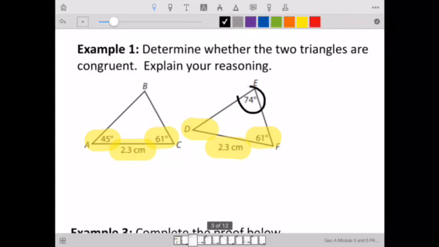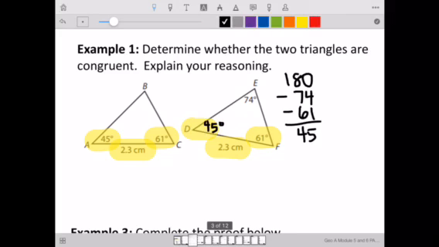Remember that the three angles of a triangle have to add up to 180. So if we work backwards and go 180 minus 74 minus 61, we can figure out what this third angle is. So I'll type that all on my calculator. I got 45. So angle D is 45 degrees, and that is congruent with the other angle in the other triangle.